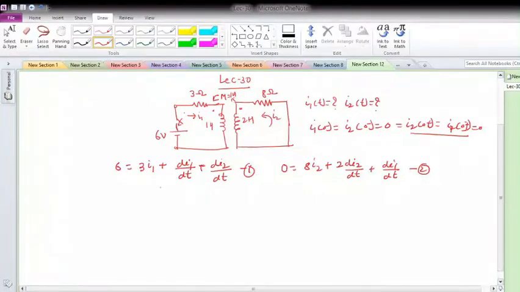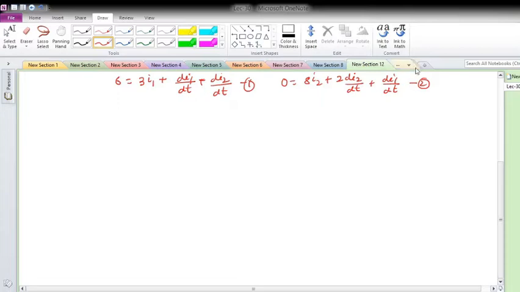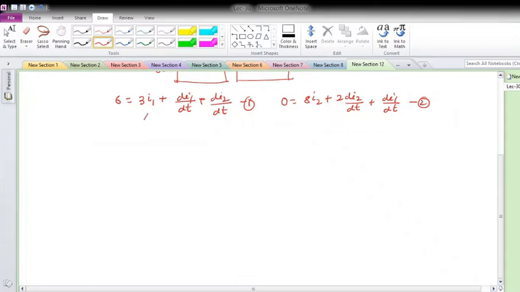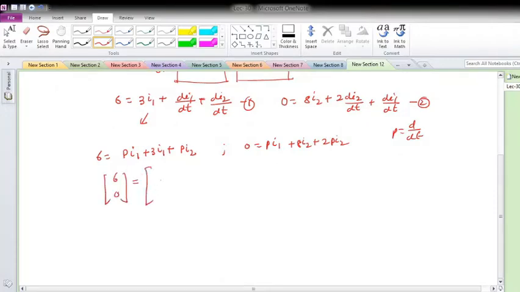Let us solve it quickly using the operator p, which is d/dt, as we did when we studied the solution of differential equations. First in operator form: 6 equals p i1 plus 3 i1 plus p i2, and 0 equals p i1 plus 8 i2 plus 2p i2. Then writing it in matrix form: 6, 0 equals the matrix with first row p plus 3 and p, second row p and 2p plus 8, times the vector of I1 and I2.